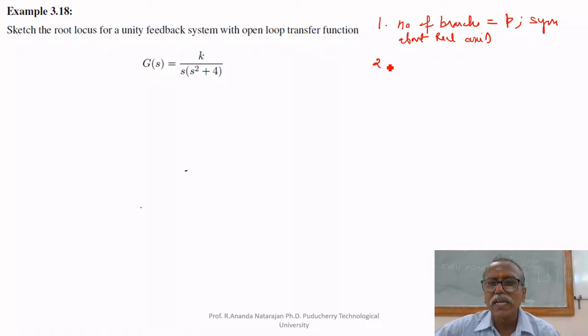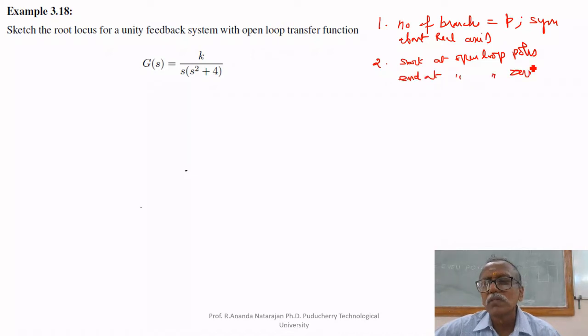Second rule says what? Root locus branches start at open loop poles and end at open loop zeros. The remaining n minus m root locus branches end at infinity.